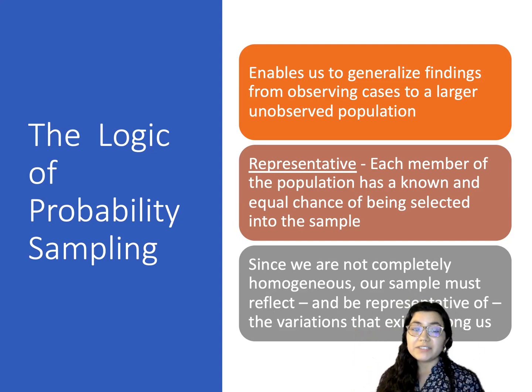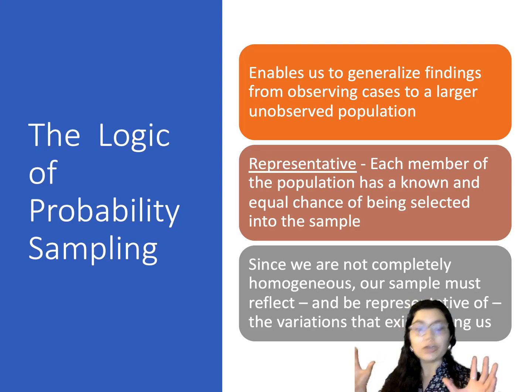And in order for probability sampling, the basic logic behind it is representation. So each member of the population has a known and equal chance of being selected into the sample. So there are no observations that are more likely to be observed because of the structure of how we're observing things. And so this means, when we want a representative sample, we want the sample to look like the larger population.